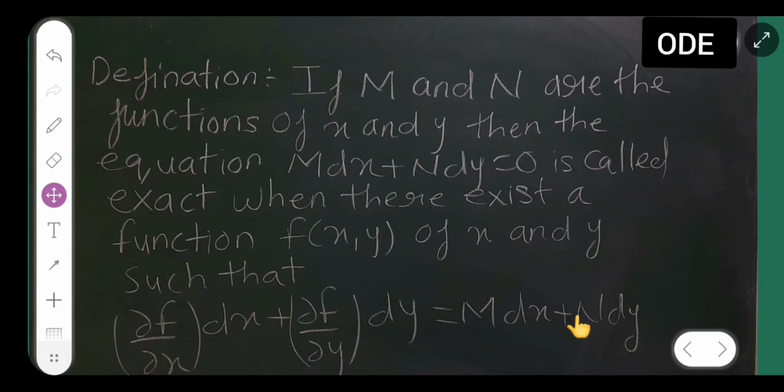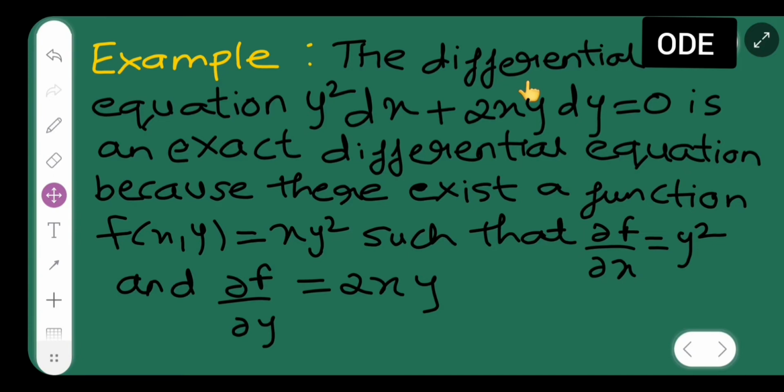Okay, next let us go to one example. The differential equation y² dx plus 2xy dy is equal to 0 is an exact differential equation because there exists a function f(x, y) equal to xy² such that ∂f/∂x is equal to y² and ∂f/∂y is equal to 2xy. So with respect to x, you will get y squared. With respect to y, you will get 2xy, right?